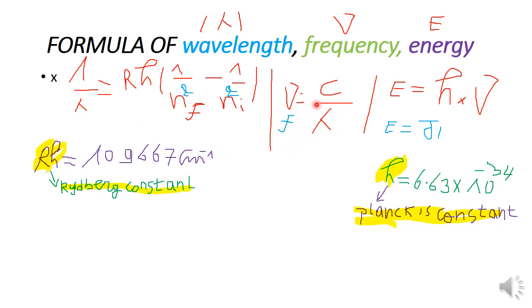Frequency symbol is written like this, equal to speed of light. Speed of light is equal to 3 times 10 power 8 meters per second over wavelength.